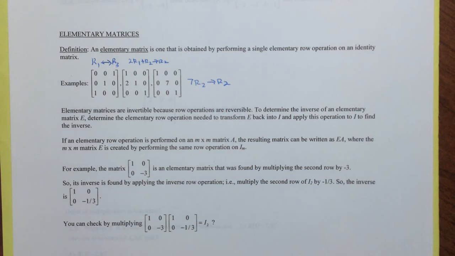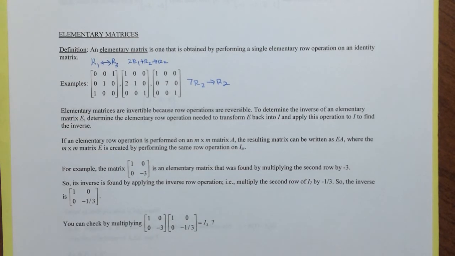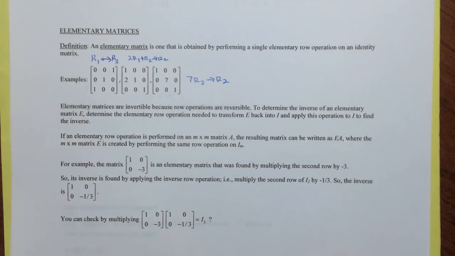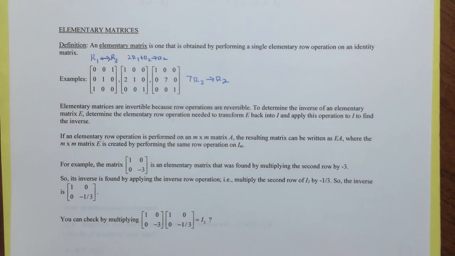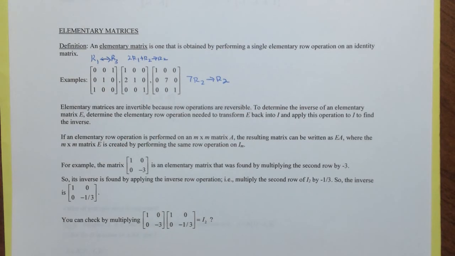Now the significance of these matrices is if I were to take an appropriately sized matrix and multiply it on the left-hand side by one of these matrices, well, multiplying by this matrix would in fact swap the third and first row. Multiplying by this matrix would produce a result which adds twice the first row to the second row. Multiplying by this matrix would scale the second row by a factor of 7. That's the significance of elementary matrices.